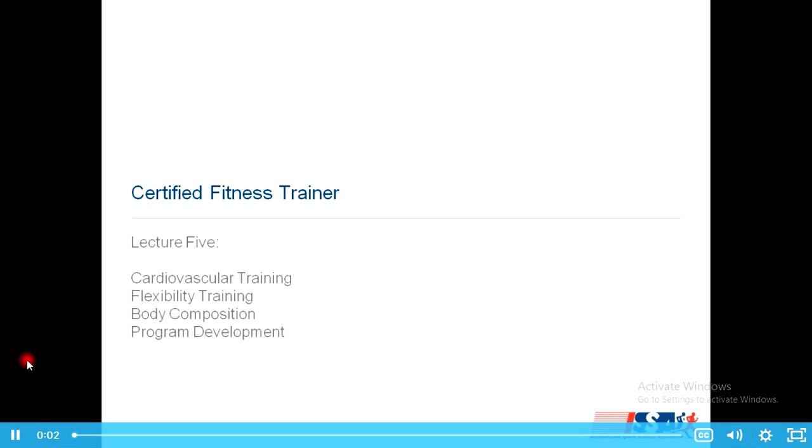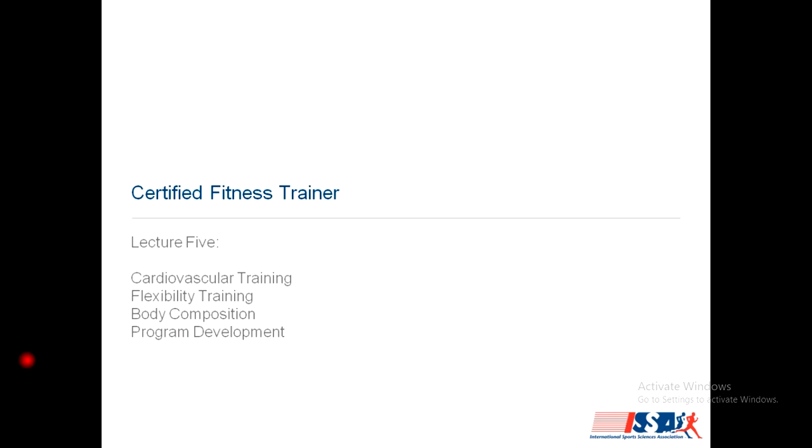We've covered the fitness component strength. So now let's discuss the remaining three components of health-related fitness: cardiovascular endurance, flexibility, and body composition. We'll also take a look at the first stages of program development. We begin with a look at cardiovascular training theory and the benefits of aerobic fitness training.